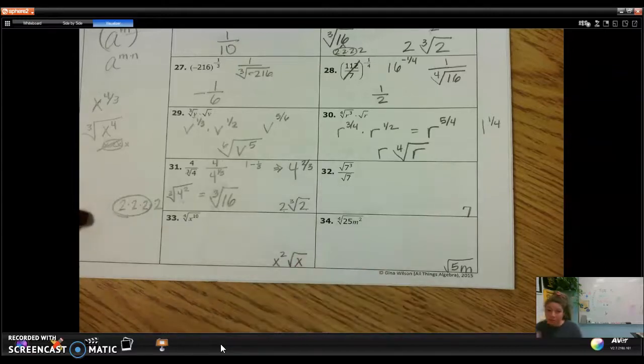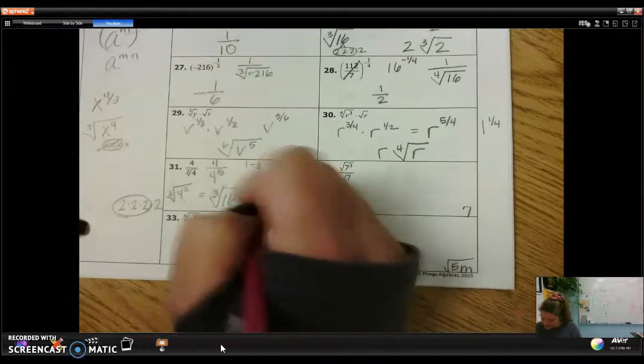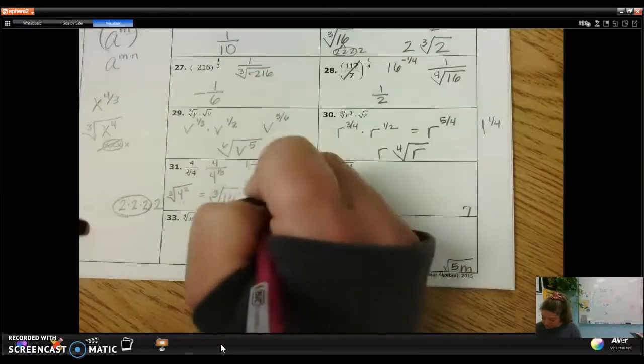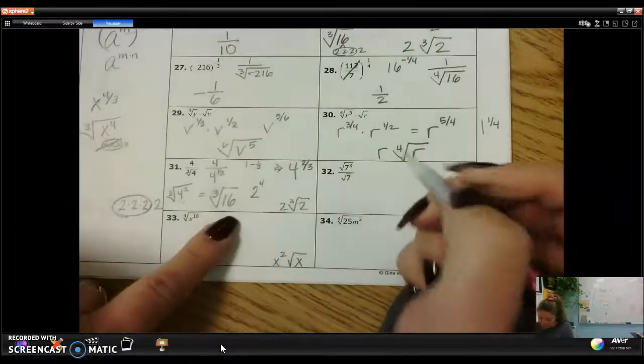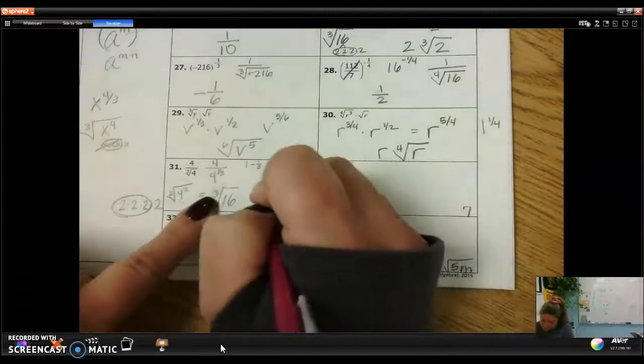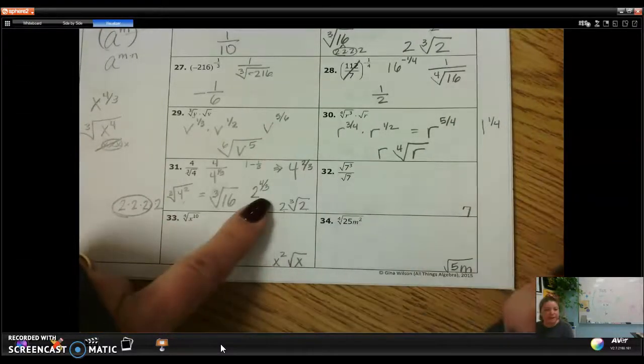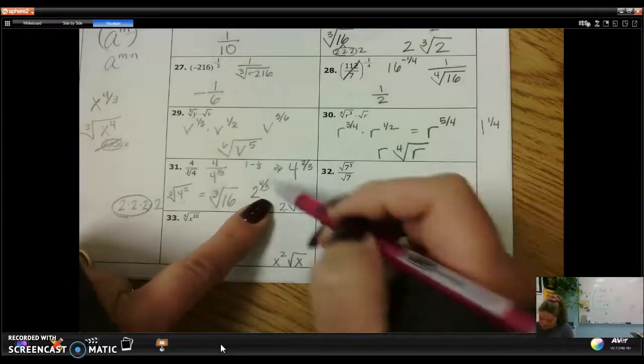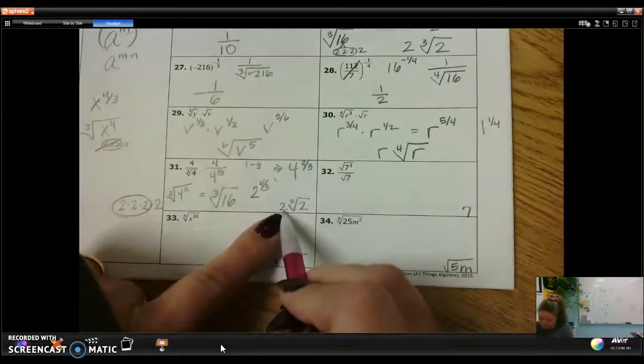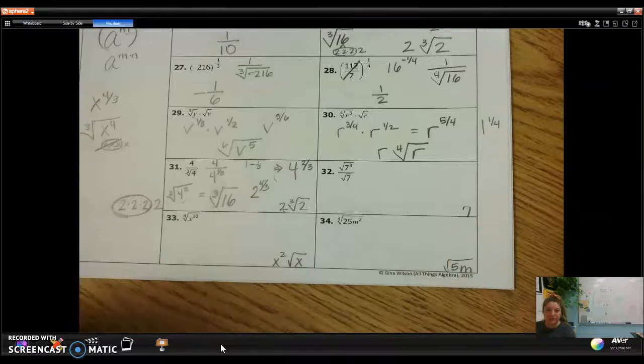The other thing that you can do is you can change that 16 and turn it into a 2 to the 4th. So this would be 2 to the 4/3. And here's where that fraction trick comes in handy. 4/3 is 1 and 1/3. Okay? All right, number 32.